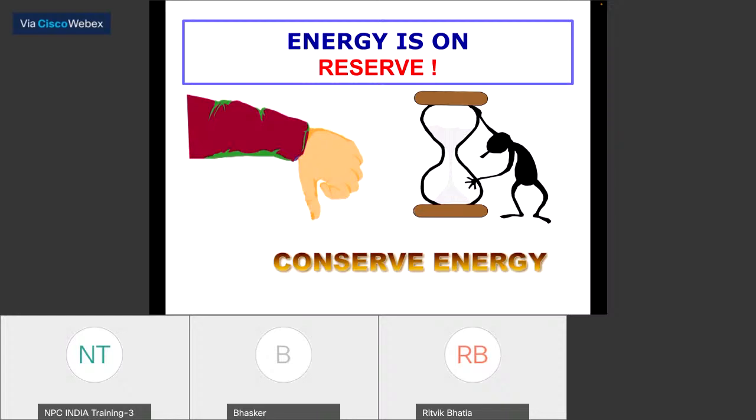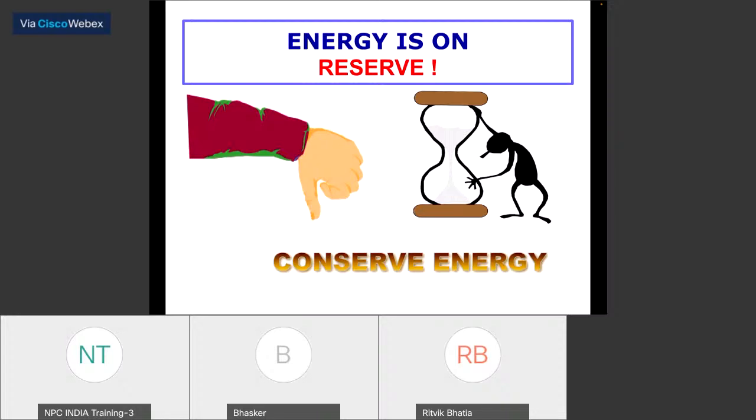So please see that whatever we are conserving, energy on reserve, is going to help not only us at present, but it will help our next generation.